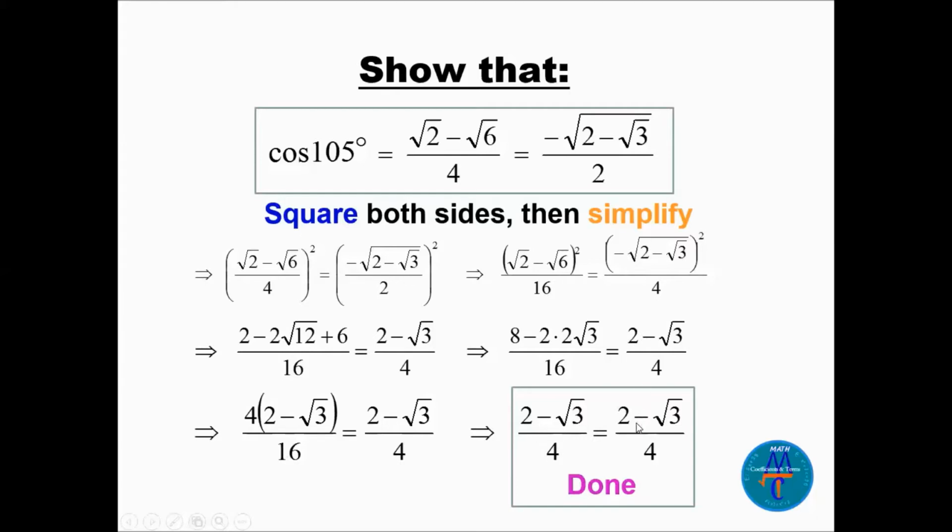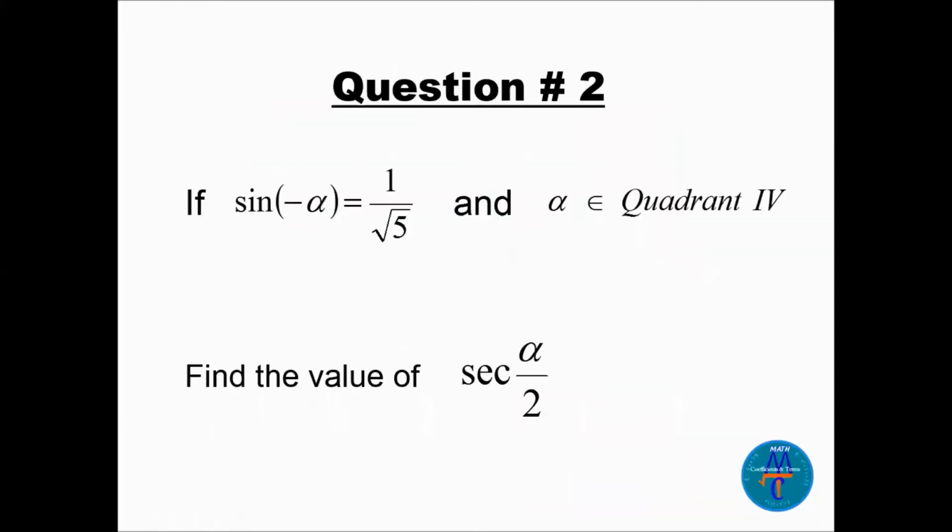Also on the right side we have 2 minus square root of 3 over 4. Done. So this number is equal, cosine 105. I hope that you get some benefit from this question. Let's see another one. Question number 2.